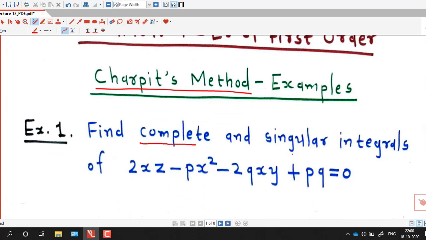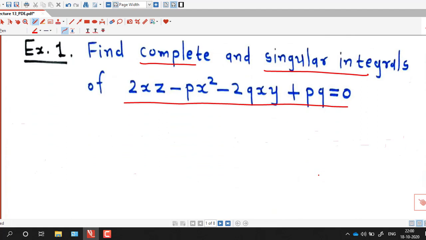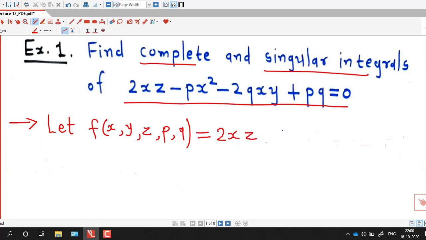Find the complete and singular integrals of this equation. As we discussed in the last lecture, the first step is to transfer all the non-zero terms to one side. Here all the non-zero terms are already on one side. So we consider that non-zero part as a function of x, y, z, p, q. Here we define small f equal to 2xz minus px square minus 2qxy plus pq. First we require the partial derivatives of small f.